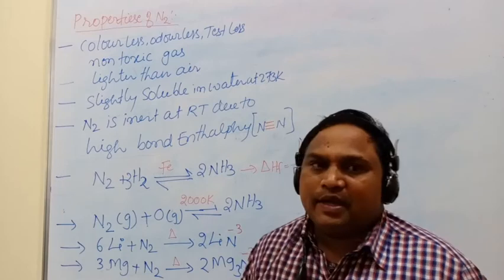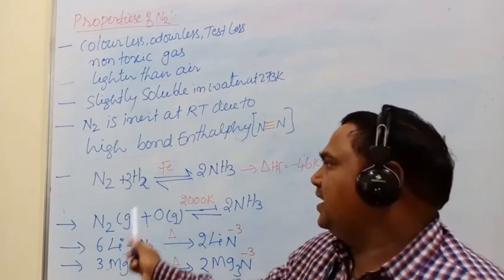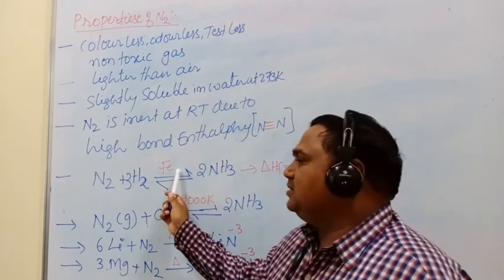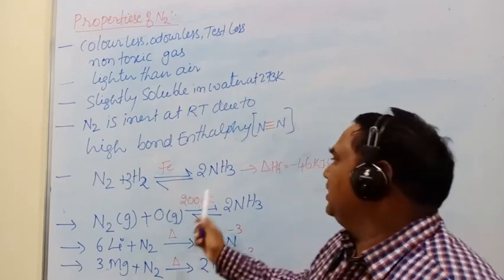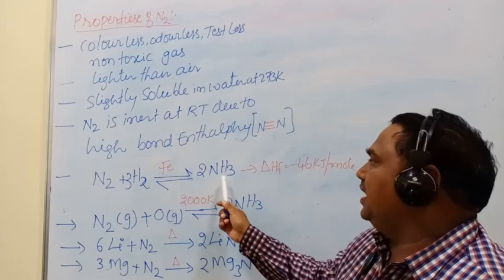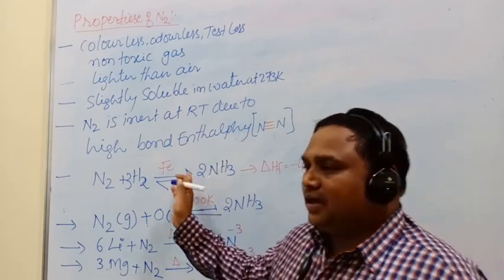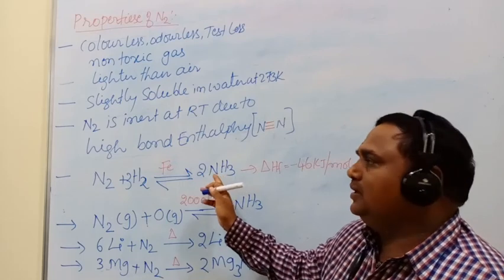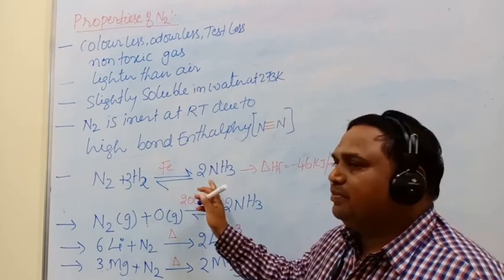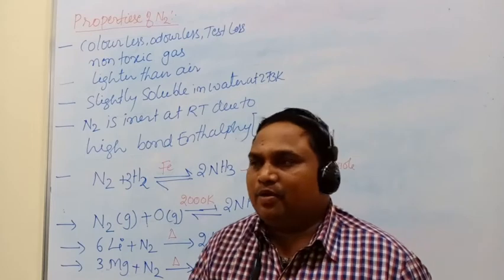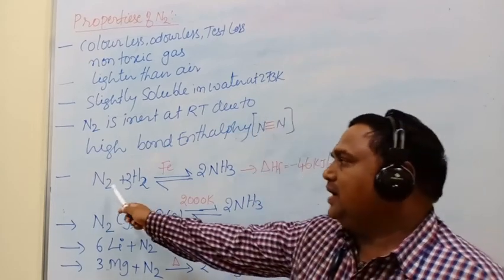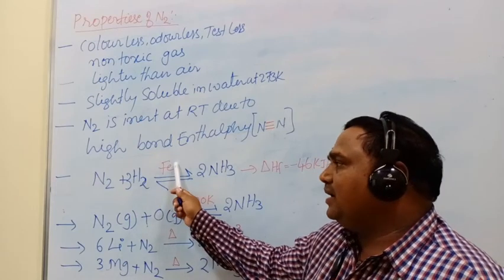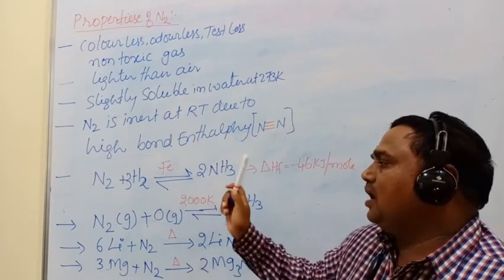Dinitrogen can also react with hydrogen gas in the presence of an iron catalyst to give ammonia. It is an exothermic process. Again, the same method we are going to learn in the preparation of ammonia. This method is known as the Haber process. That means dinitrogen reacts with hydrogen gas in the presence of an iron catalyst to give ammonia.